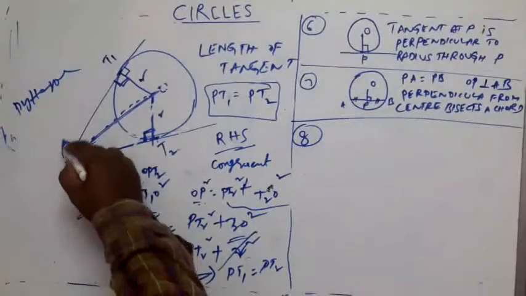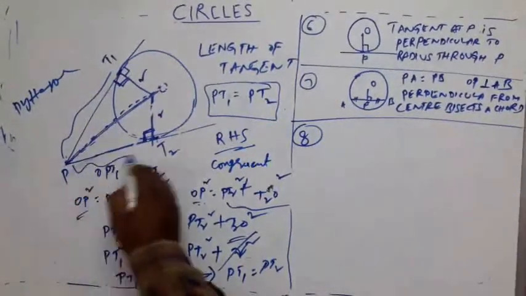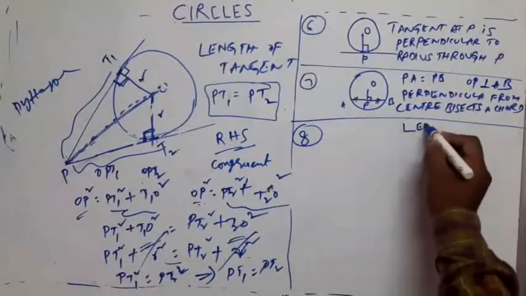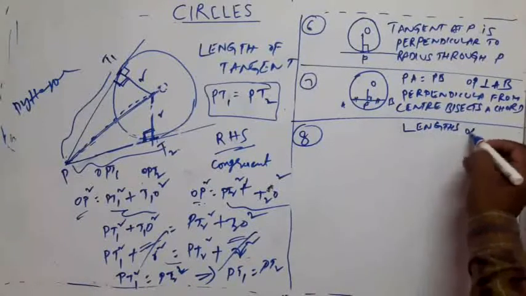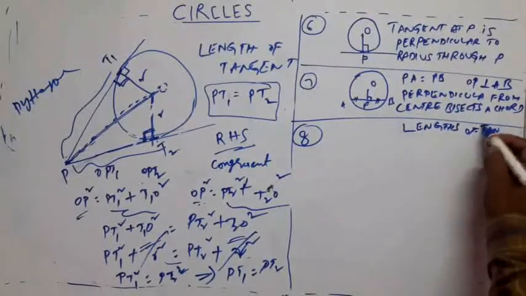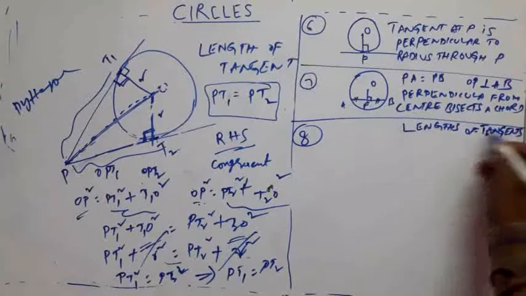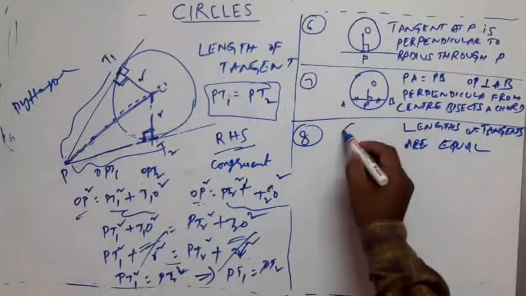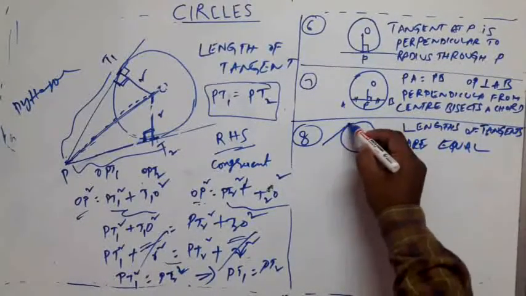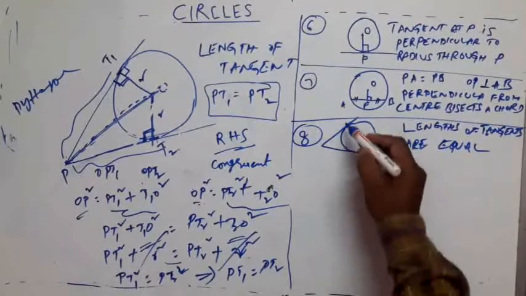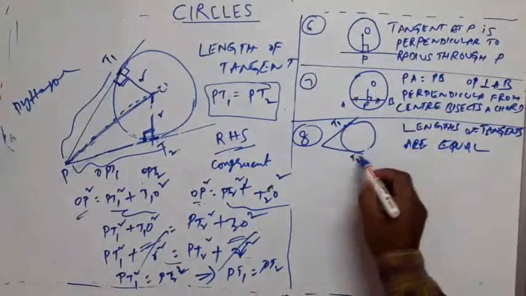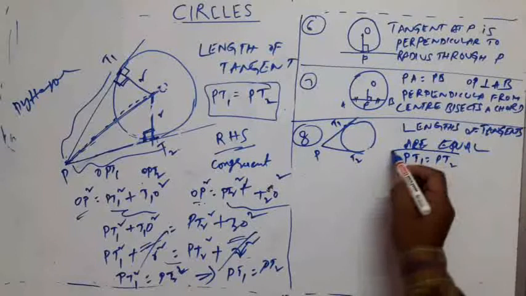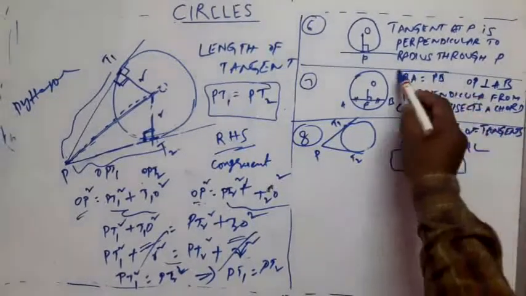What is PT1? This one, length of tangent. What is PT2? This is another length of tangent. So lengths of tangents are equal. That's what we have seen now. So T1, T2, P. So what have you seen? PT1 is equal to PT2. Lengths of tangents are equal.